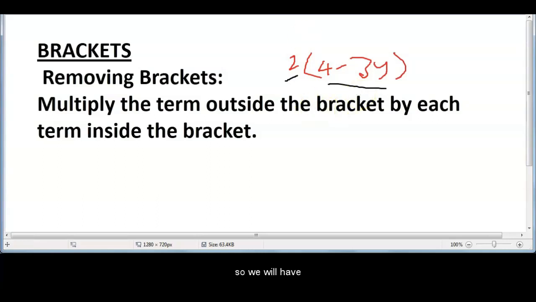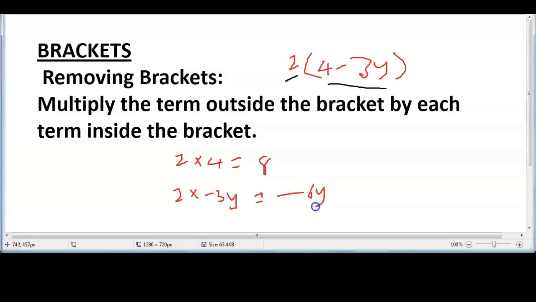So we will have 2 multiplied by 4, which gives us 8, and then 2 by minus 3y, minus 6y. So the whole thing now becomes 8 minus 6y.